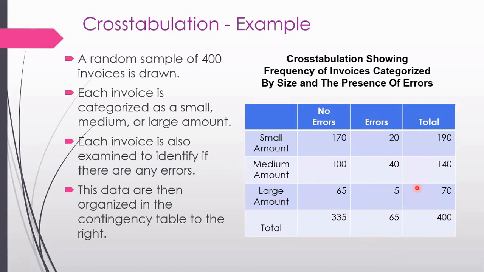And when we are looking at the row totals, out of 400, 190 invoices are with small amount, 140 invoices are with medium amount, 70 invoices are with large amount. Such kinds of insights we can get from the cross-tabulation table. So to understand your summary data perfectly, this is a frequency table, but with two variables. If we are organizing the data with a cross-tabulation or contingency table with two variables, it is also a frequency table with two variables. Right.